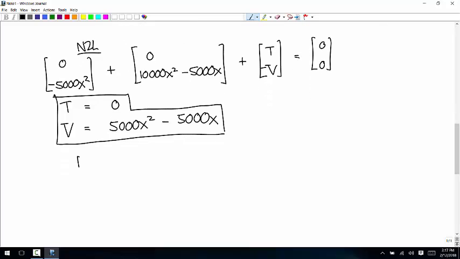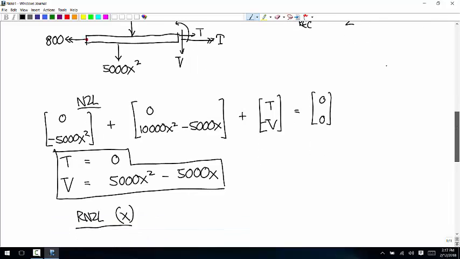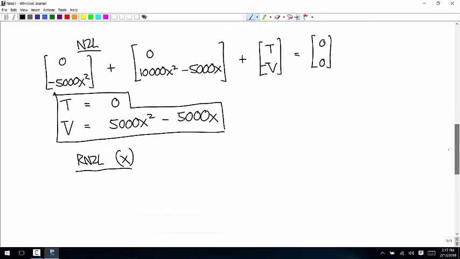And then the moment equation about the x-axis. All we have are this couple of 800 Newton meters, and then the torque, the internal torque. So that's negative 800 plus the internal torque is equal to 0. So the internal torque is positive 800.